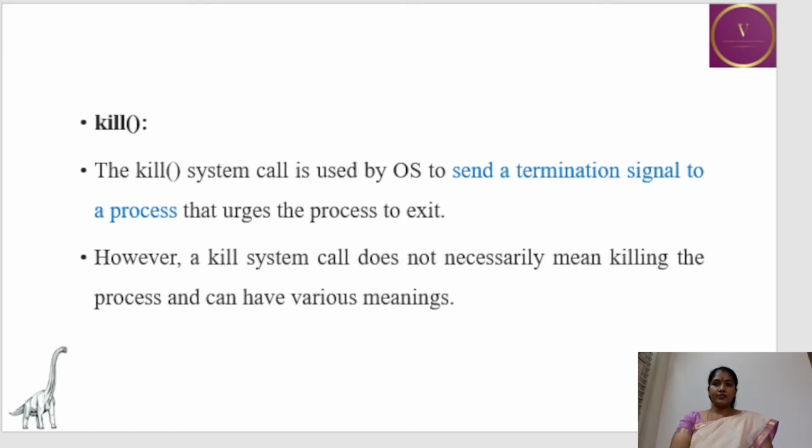Next is the kill system call. This kill system call is used by the operating system to send a termination signal to a process that urges the process to exit. It is forcefully coming out of the process. However, a kill system call does not necessarily mean killing the process, and it can have various other meanings. So it is like forcefully coming out of the process. That time we use this kill system call.